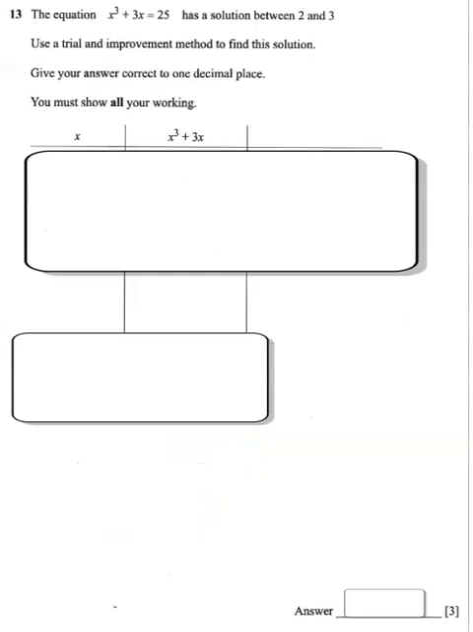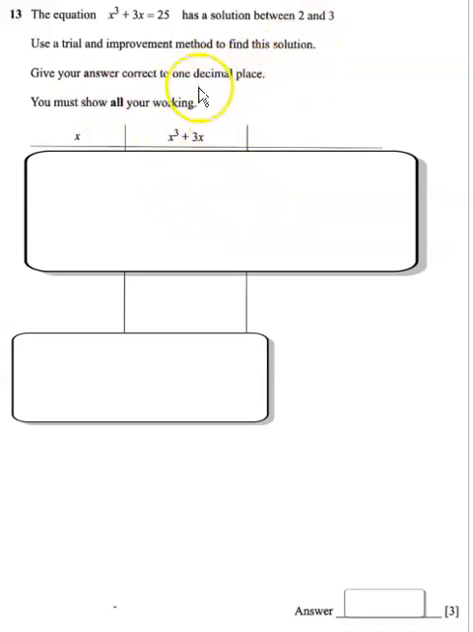So question 13 is a trial and improvement question. They would give you x cubed plus 3x equals 25 and has a solution between 2 and 3. Use the trial and improvement method to find this solution. Give your answer correct to one decimal place. You must show all your working.